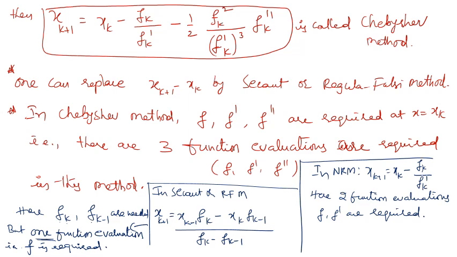So among all these methods, which is the costliest method? The Chebyshev method is costliest, because three function evaluations are required. The next costly method is the Newton-Raphson method, because two function evaluations are required. And the cheap methods are the bisection method and the secant or regula falsi method.